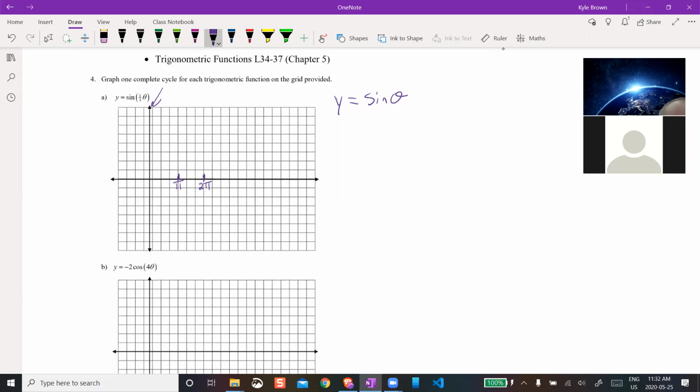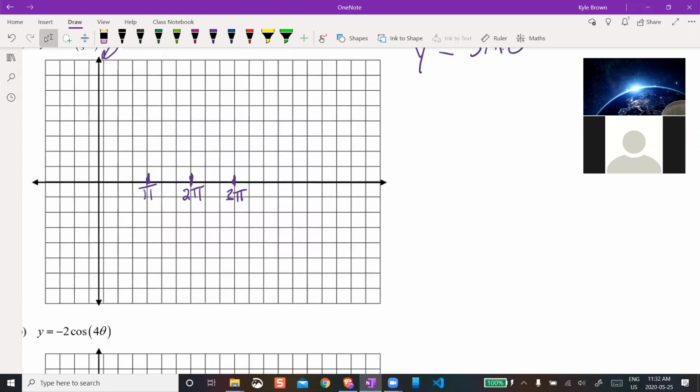And then 3 more, 3 pi. I'm going to zoom in. There we go. 4 pi. 5 pi. 6 pi. All right.